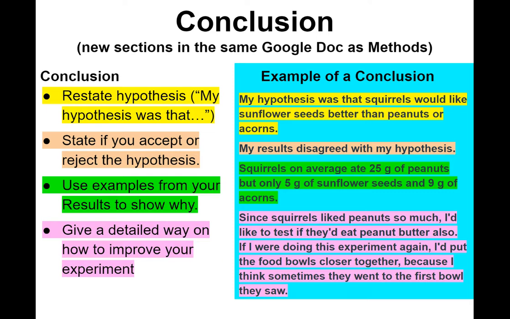Okay, so that's saying how you might want to expand your experiment, like testing peanut butter also, or correct some errors in the experiment design. So saying they just went to the first bowl they saw, how could you fix that? You put the bowls closer together.